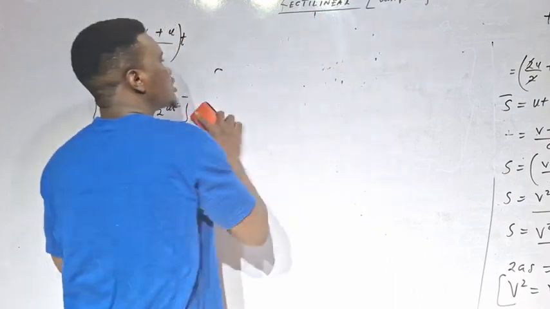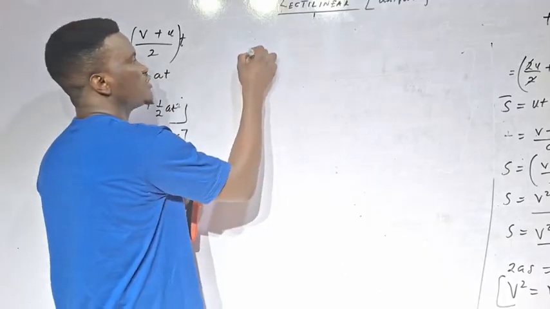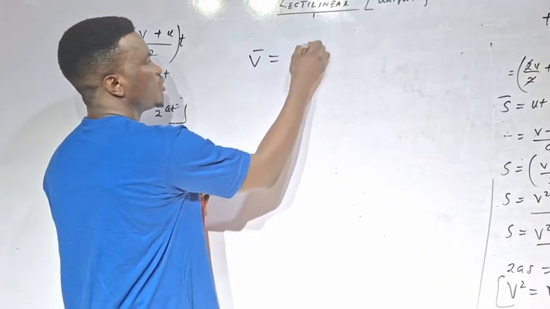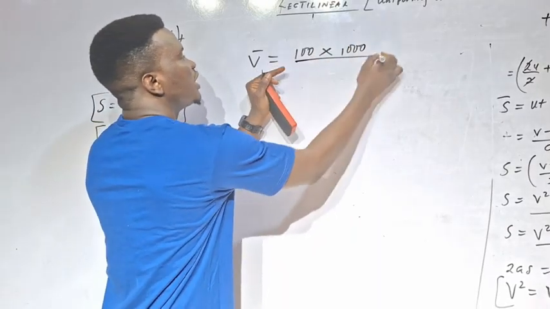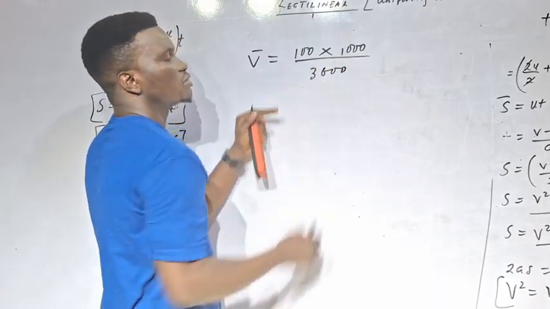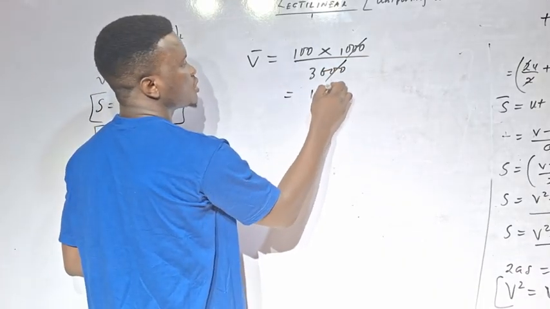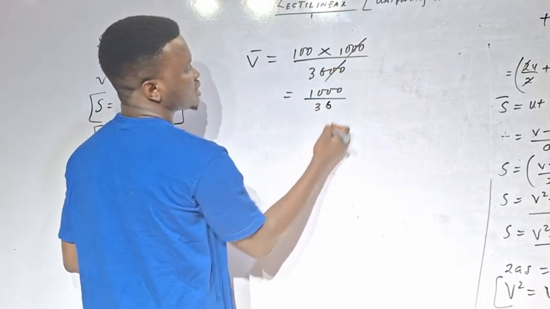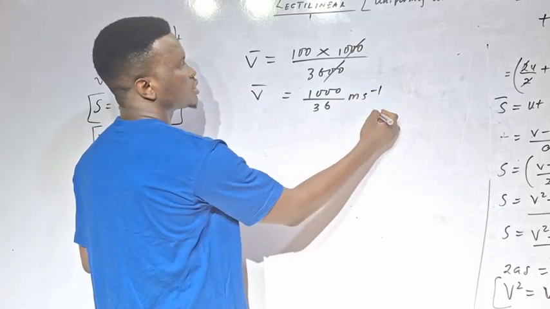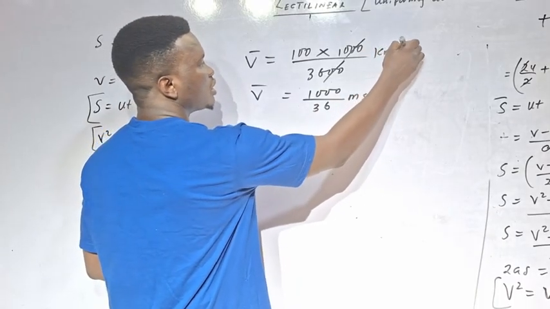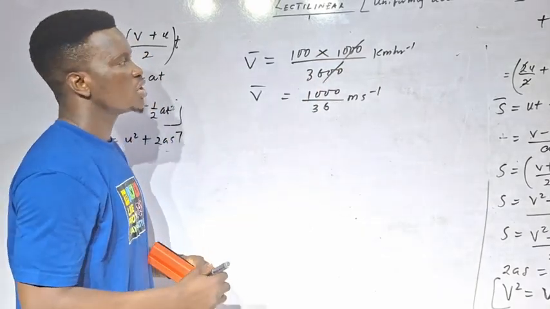In order to convert to meter per second, it's very simple. Just know that your average speed, which is 100 km per hour, you will multiply that 100 by 1000 and divide it by 3600. That's how you do it. If you do that, you're going to get 1000 all over 36. So that will give you the average speed in meter per second. This is in kilometer per hour, so you are converting it from kilometer per hour to meter per second when you do that.